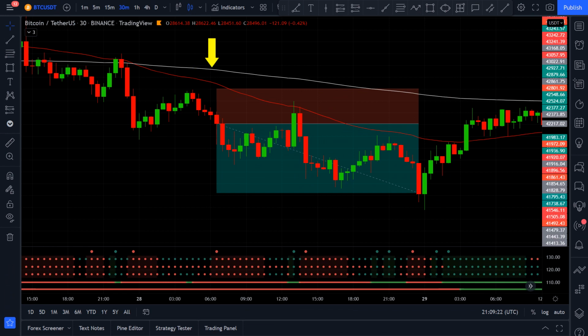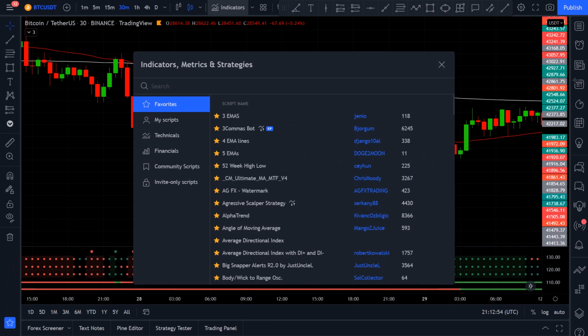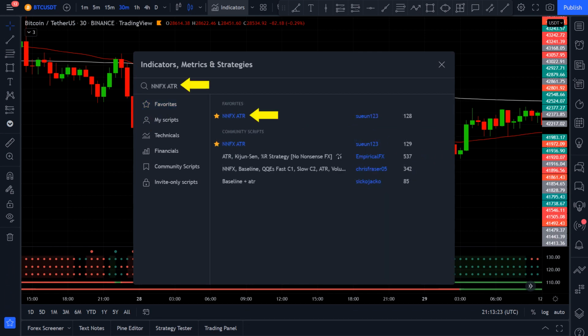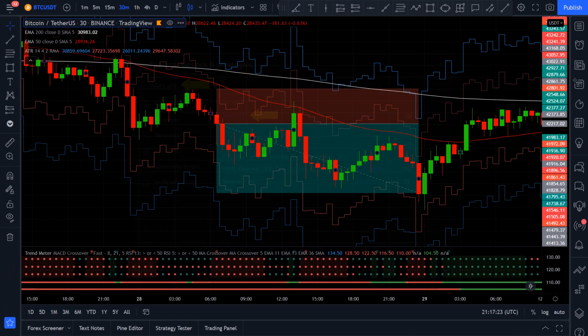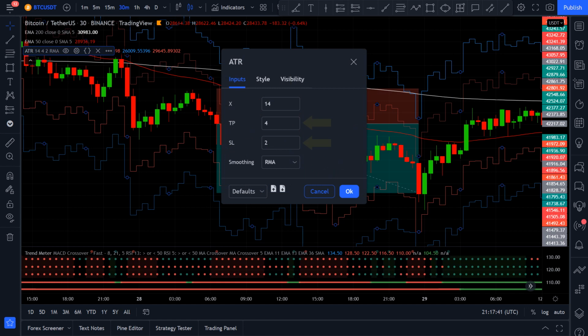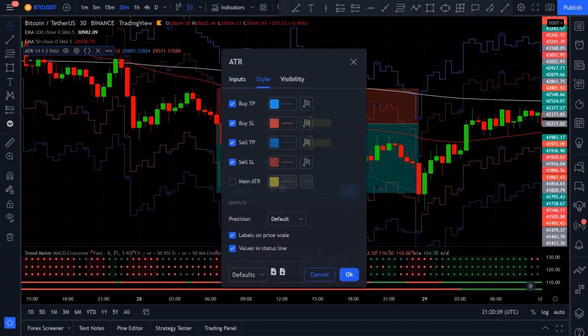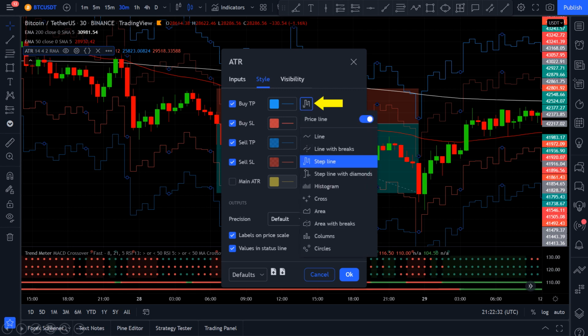And the last indicator needed for this strategy is the NNFX ATR. The NNFX ATR will serve us as a stop loss and take profit indicator. Once you have it on your chart, open up its settings and set the TP to 4 and the SL value to 2. This means that the take profit level is going to be 4 times ATR and the stop loss 2 times ATR. After that, switch to the style settings, turn off the main ATR and set all of the line styles to step line. And with that, your chart is all set.